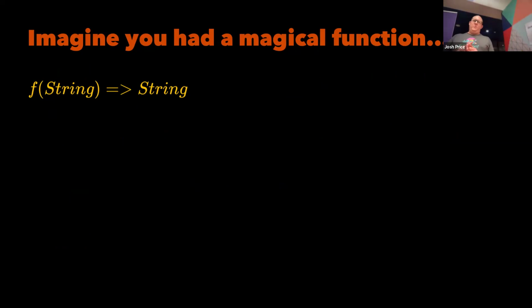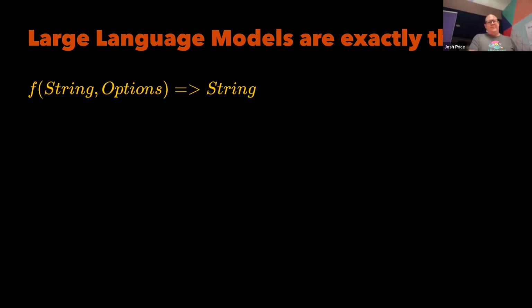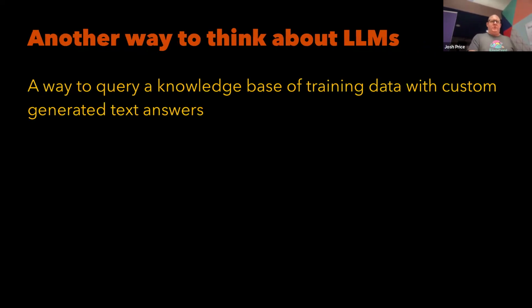One interesting way to think about LLMs is imagine that you had a magical function that took a string, any string, in a language and returned another string. And imagine what you could do with that. Large language models are effectively that. They take a couple of options and maybe some composition of strings, but largely they're taking a string as an input and giving you a string, a complex string as an output, which is pretty cool.